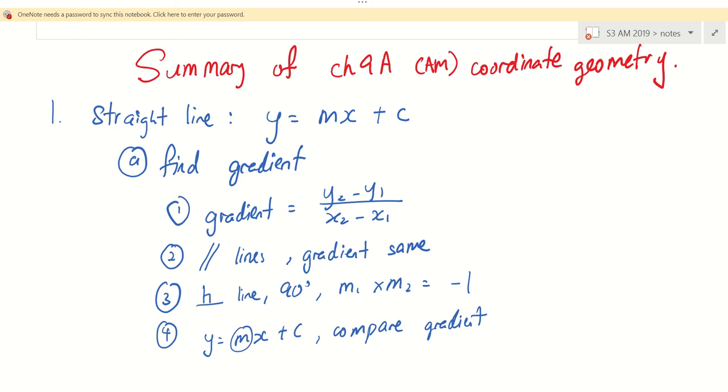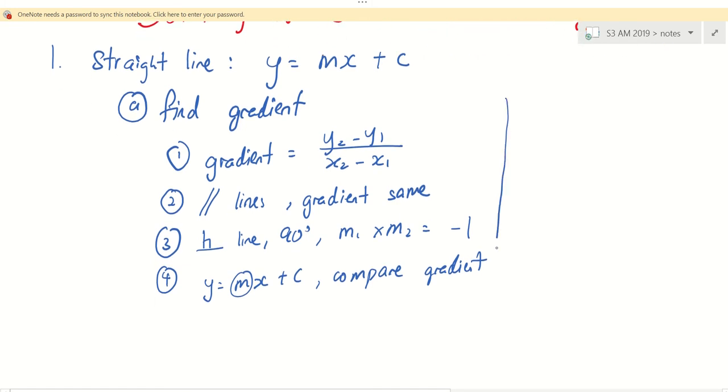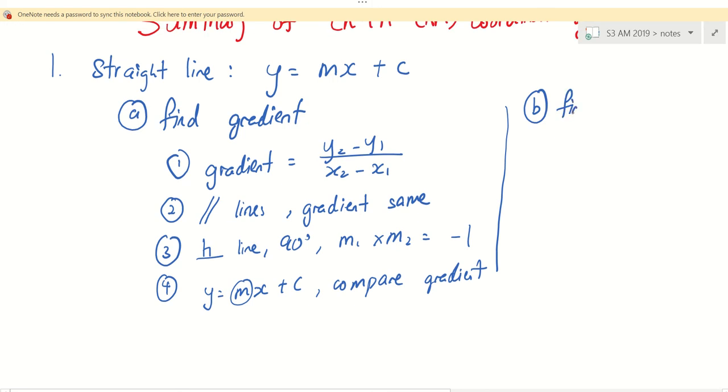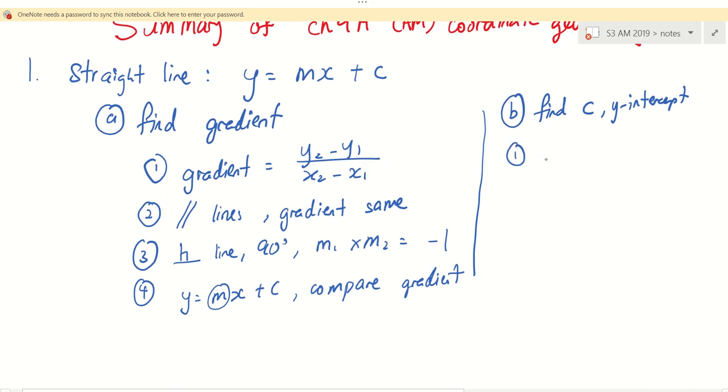Okay. Now, moving forward, after you find the gradient, step 1, step 2 is to find the C. And C, we refer to Y-intercept. Now, to find Y-intercept, very simple. There's only one way, I think, is to sub a point on the line. The point must pass through the line. Okay, then sub xy inside, then you go and find C. Okay, don't forget to write down the final step.